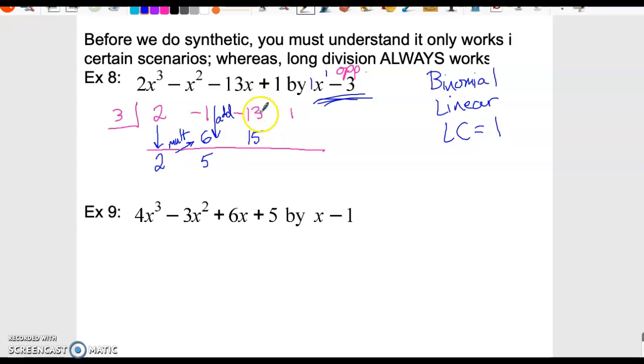5 times 3 is 15. Add straight down is 2. Multiply by what's in the box. Adding straight down. This last number is your remainder.